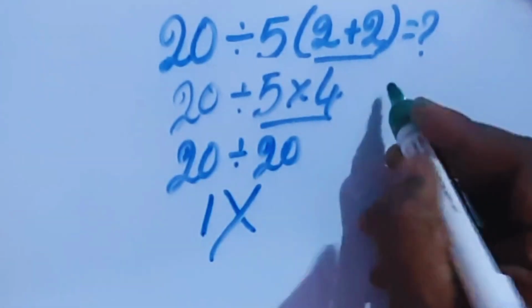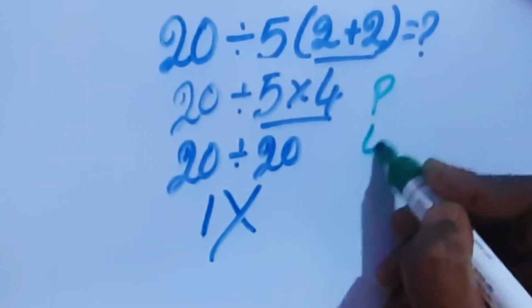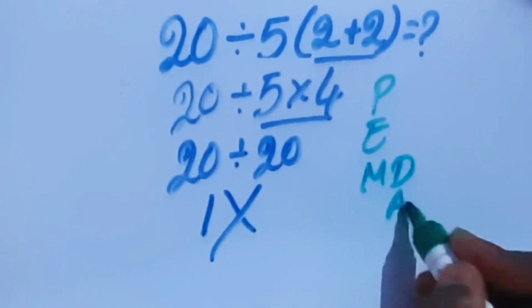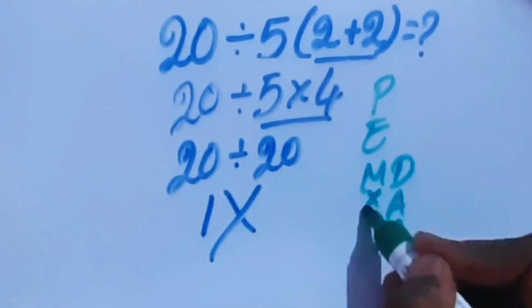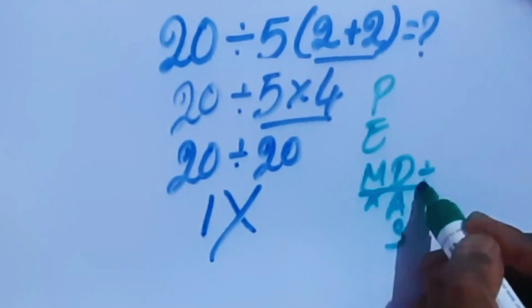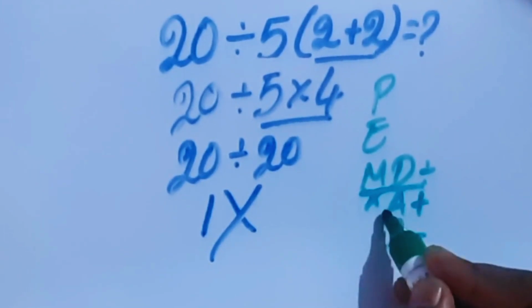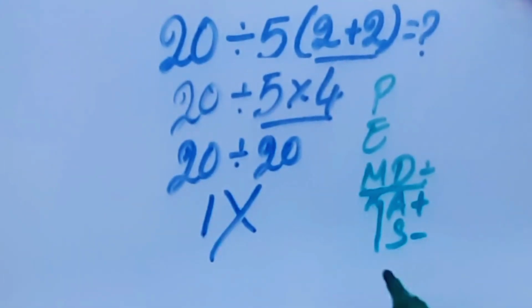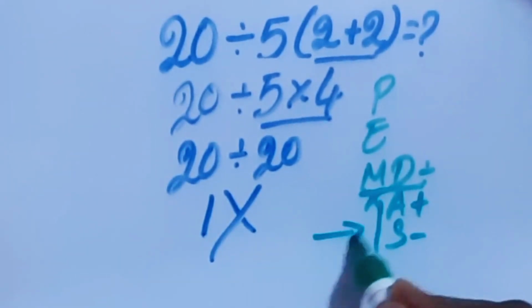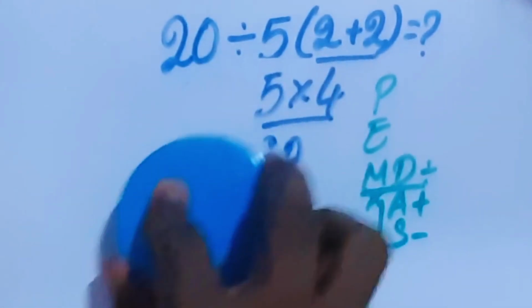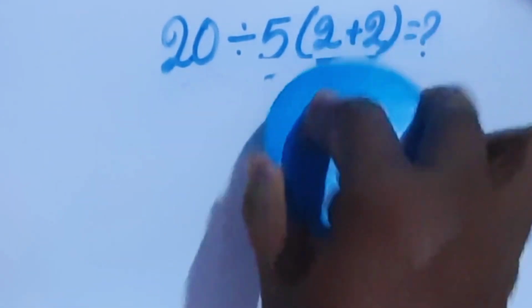Now we are going to introduce the rule, PEMDAS. Here, this is multiplication, division. Both are equal priority. Also, this is addition, subtraction. Here also, both are equal priority. For this, we have to follow the left to right rule in the problem. Now we are going to do this problem in the correct way by using this PEMDAS rule.